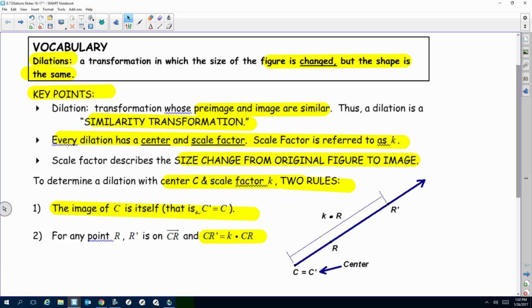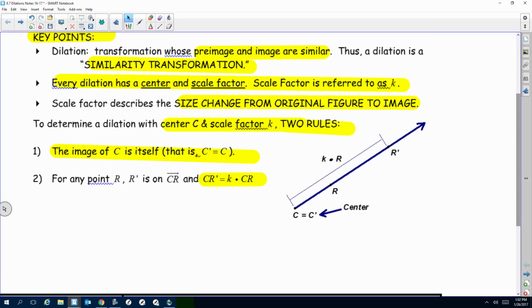Now, these two rules that we're going to talk about, because we're going to hit basically the center, our center of dilation is the point that we're going to have the proportional relationship from. So if C is on C, it's equal to each other, so the center is the same. The minute I do K, which is our scale factor, times R, I'm multiplying the scale factor times that length. That's how it became the image, and it got bigger.